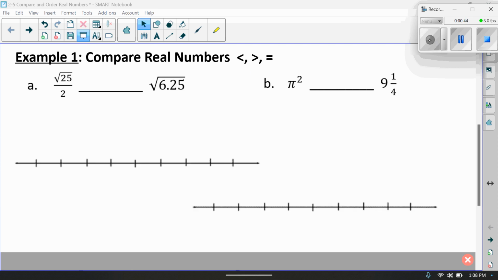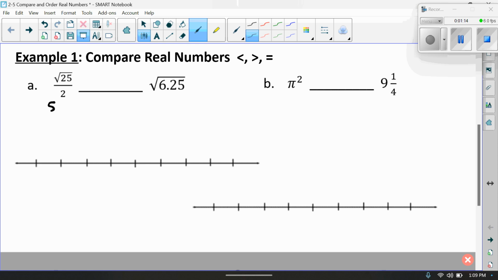All right, so example 1 is to compare real numbers. We also want to compare them with greater than, less than, or equal to, and then put them on the number line. The first thing you want to do is simplify what's there. Everybody ready? The square root of 25 is 5, so this is going to be 5 over 2. And 5 divided by 2 is 2.5.